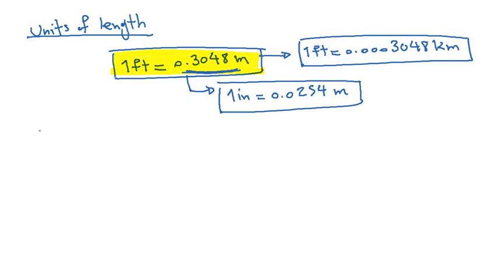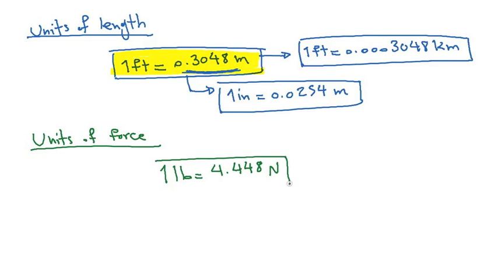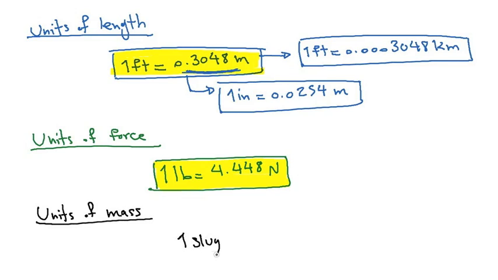For the units of force, we should know that 1 pound is equal to 4.448 newtons. And for the units of mass, we should know that 1 slug is equal to 14.59 kilograms.